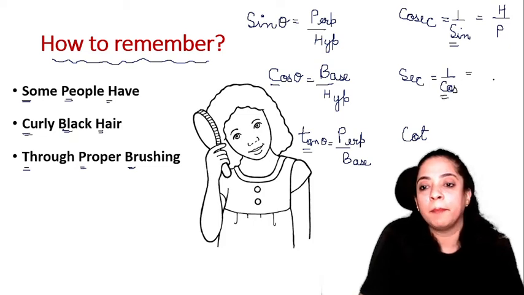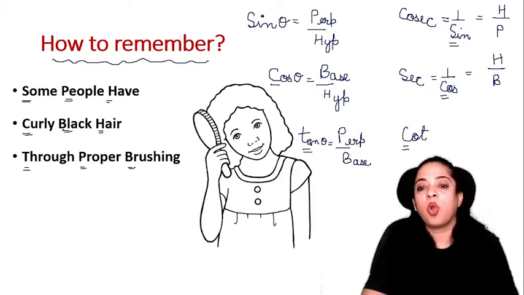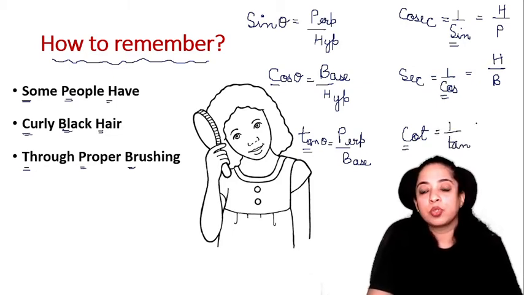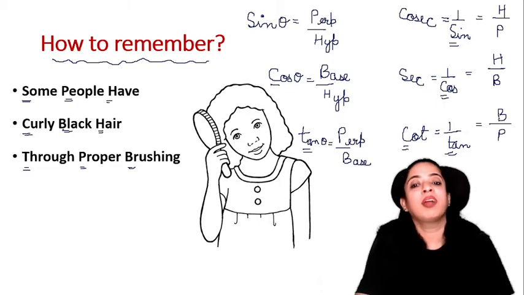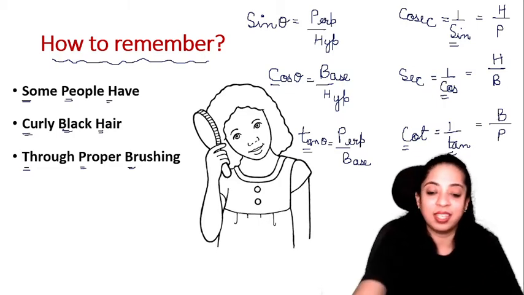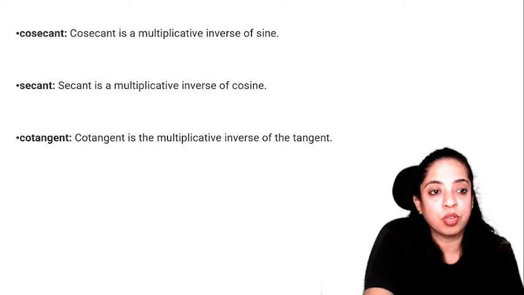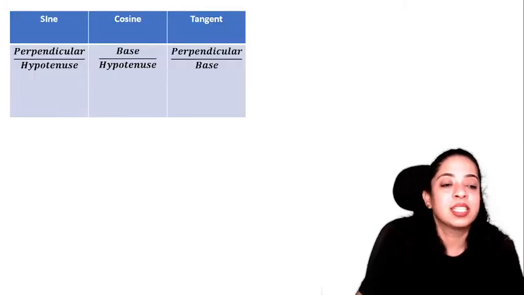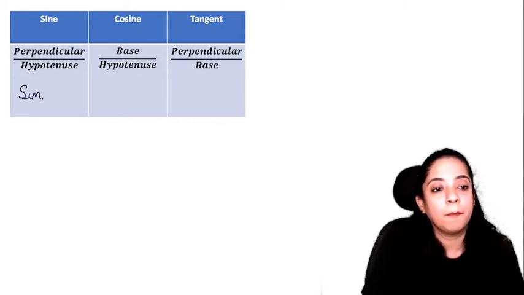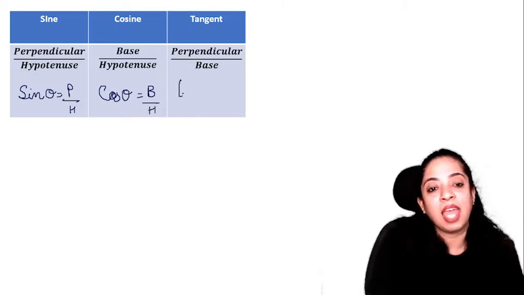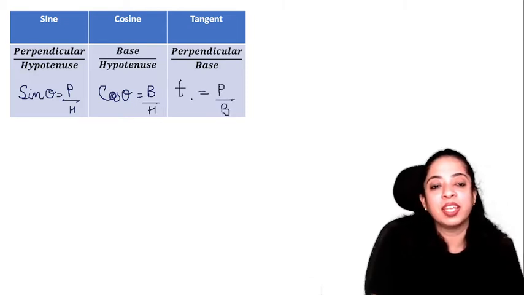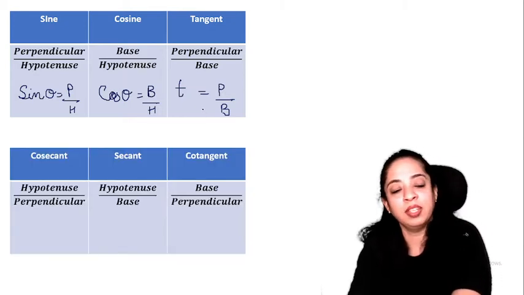Right? So curly black hair. Right? Cot is the reciprocal of tan. So this is through proper brushing. Some people have curly black hair through proper brushing. Correct? So this is how you will remember all the ratios. Okay? Now, so we know some people have. Sine is some people have. So sine theta is perpendicular by hypotenuse. Cos theta, curly black hair, and through proper brushing, isn't it? So similarly you can find for the rest as well.